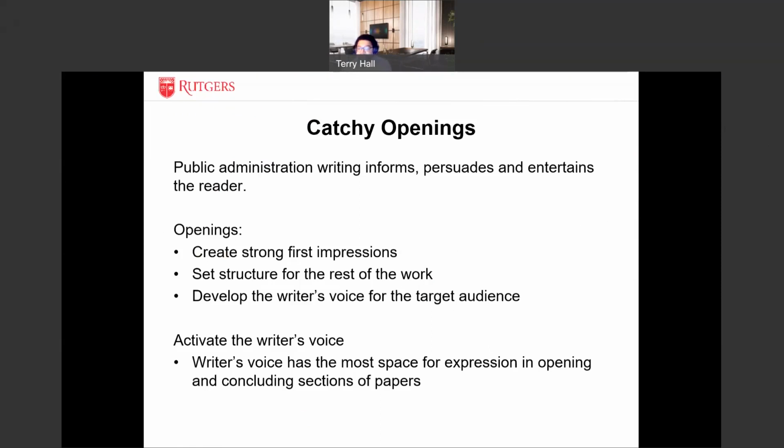In order to keep an active voice, the opening paragraphs provide the most space for expression, and also concluding paragraphs can serve the same function.